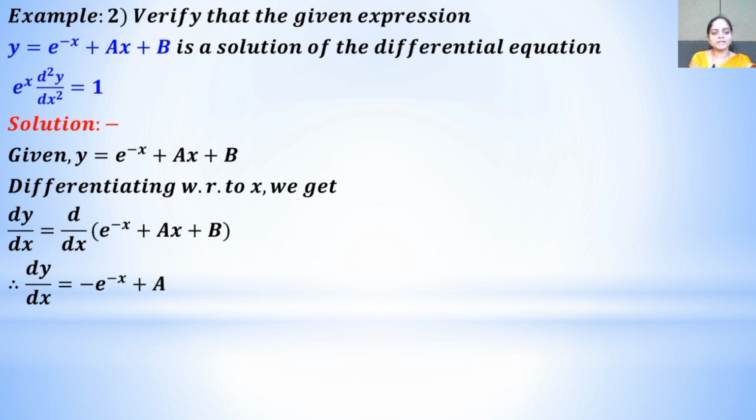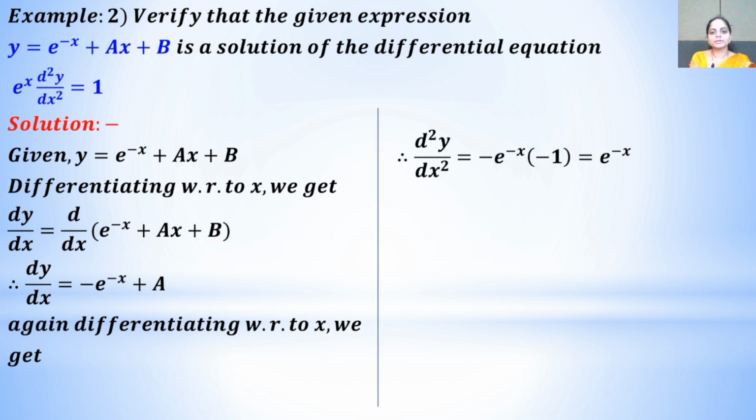Therefore, dy by dx is equal to the derivative of e raised to minus x, which is minus e raised to minus x, plus the derivative of ax, which is a, plus the derivative of b, which is 0. Again differentiating with respect to x, we get d2y by dx square is equal to minus e raised to minus x into bracket minus 1, which is equal to e raised to minus x.